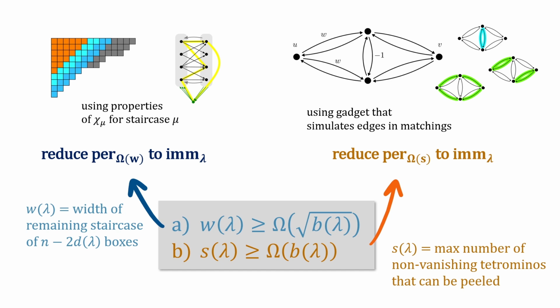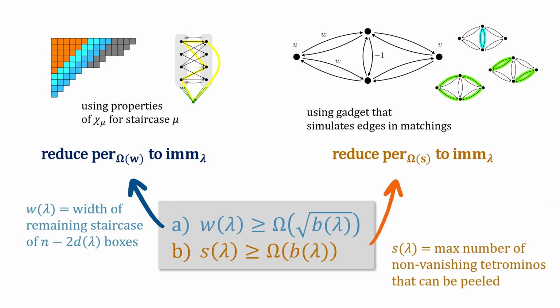Each gadget in the blue not taken state needs a domino from lambda to work, and each gadget in the green taken state needs one non-vanishing tetromino to work. If lambda provides enough of these resources, then the lambda immanant of the resulting graph will again count perfect matchings in a bipartite graph, that is, solve the permanent.